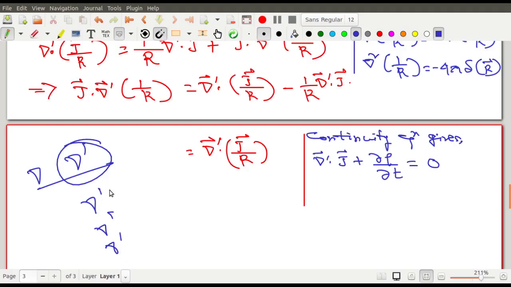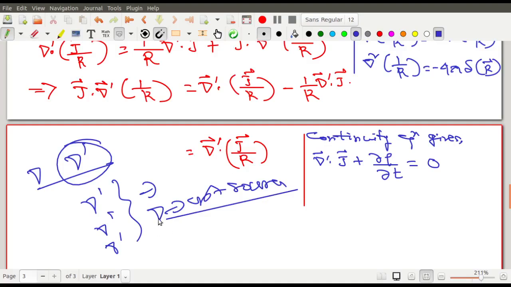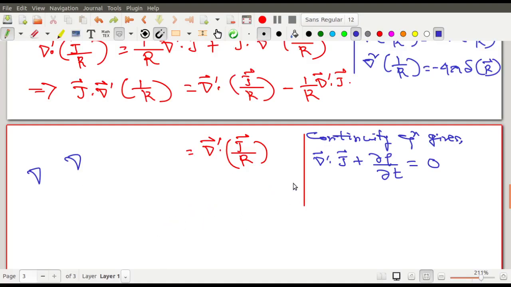So people just drop this dash and just mention it, so instead of writing it they say that actually, with respect to what? With respect to the source. Instead of writing it again and again, they write only this one and say that it is with respect to the source. Got it? Understood? So the continuity equation gives that divergence dash of j plus del rho del t is equal to 0.